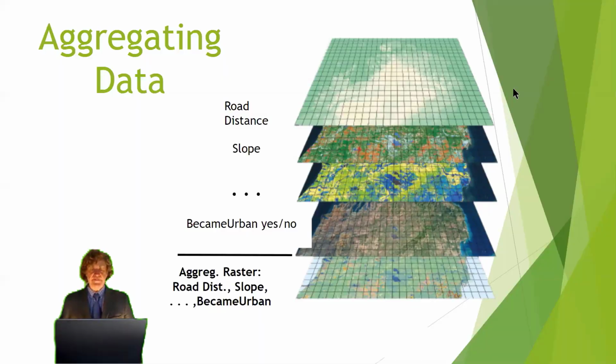Now that we have these new layers, road distance, slope, and so on, including our layer became urban, yes or no, we have to aggregate all these layers into one layer. You can think about drilling through all these raster cells all the way to the bottom and collecting the data and then writing them down here.